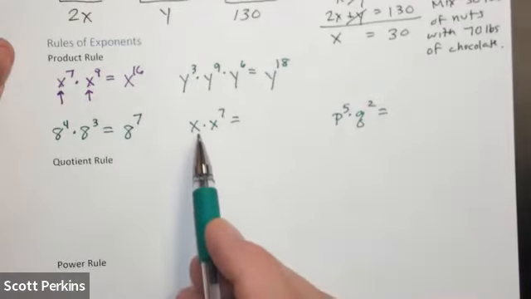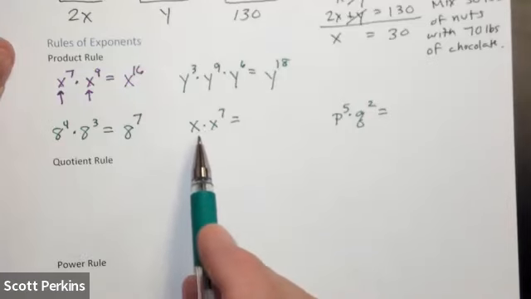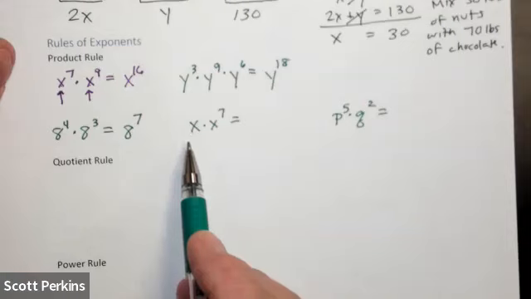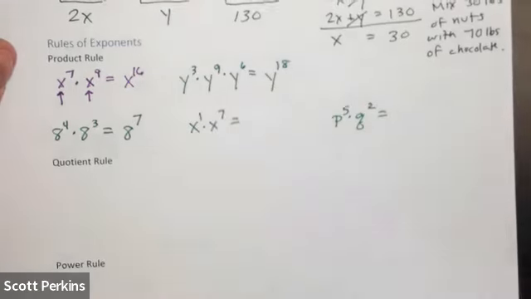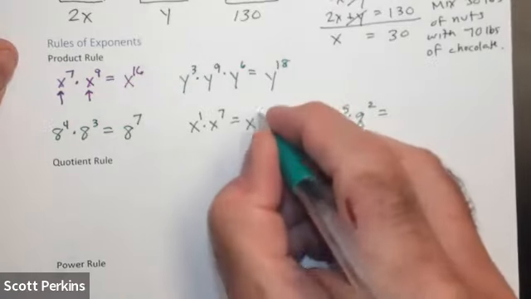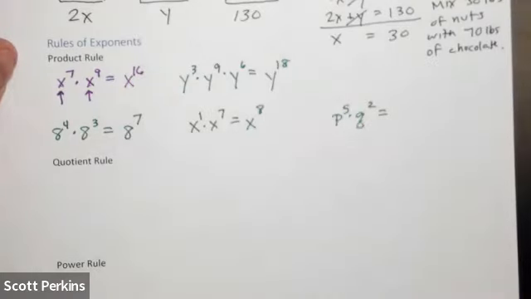The reason I gave the next problem, x times x to the 7th, is even though it's not written there, what is the exponent on the first x? It's a 1. When the exponent's 1, you don't write it down. It's just implied. But I did fill it in there just so we do the problem. And so then x times x to the 7th, 1 plus 7 is x to the 8th.